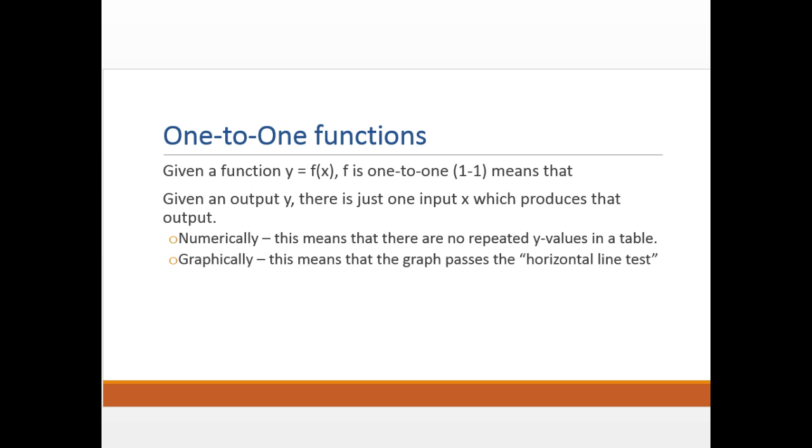This leads to the conversation of what a one-to-one function is, and this is important when we're talking about inverses. A one-to-one function basically means that given an output y, there's just one input x which produces that output. Numerically, that means there are no repeated y values in a table. Every x value will produce a different y value than what's already there. Graphically, it means that it passes what's known as the horizontal line test.